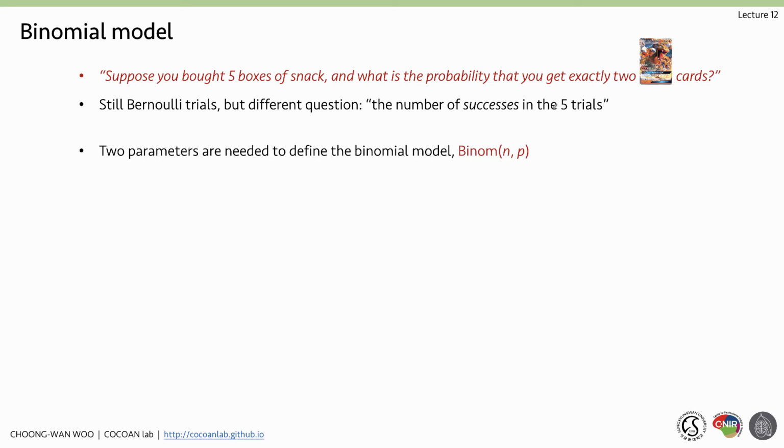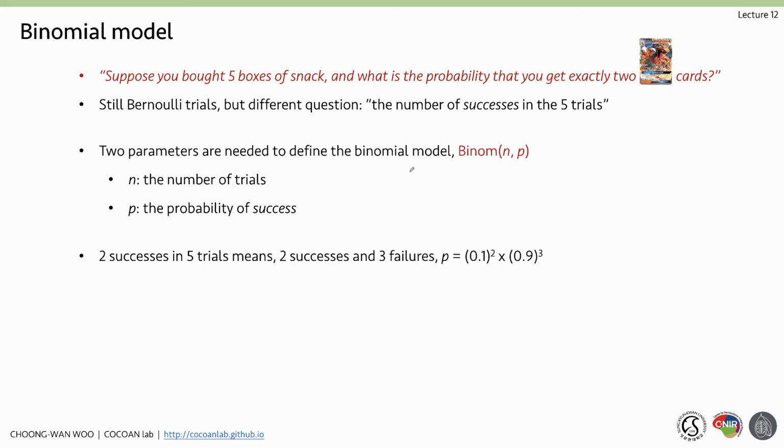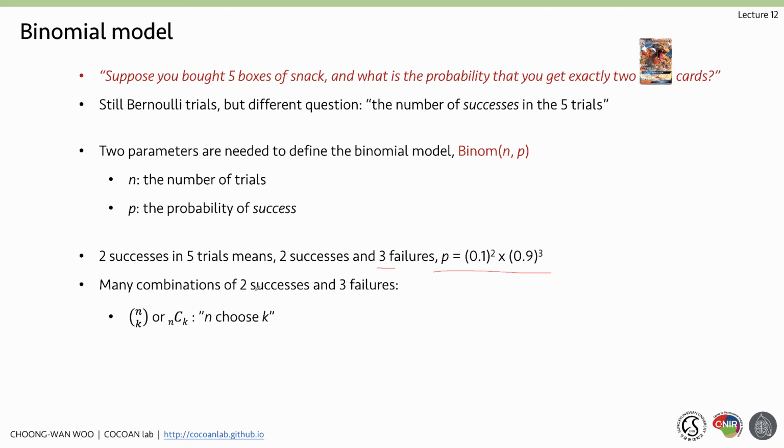And there are 2 parameters for this binomial model. One is N, that is number of trials, and P is the probability of success. So 2 successes in 5 trials means 2 successes and 3 failures, and the probability of that is defined as this. There are many combinations of 2 successes and 3 failures that are possible, and we use this combination, n choose k, to get the number of combinations. As you know, this can be calculated with this.